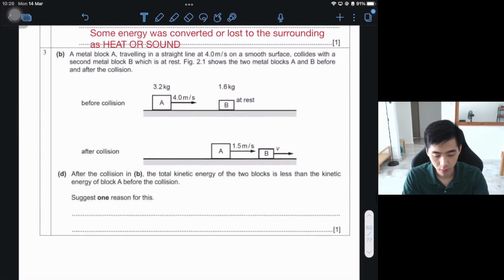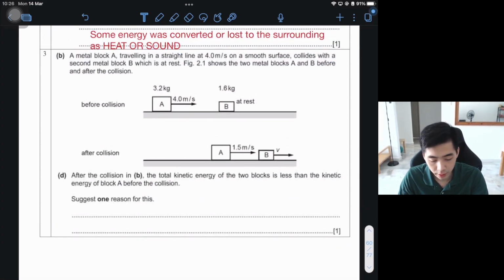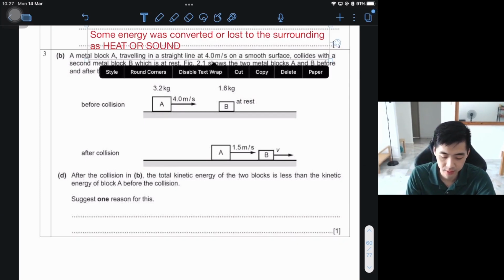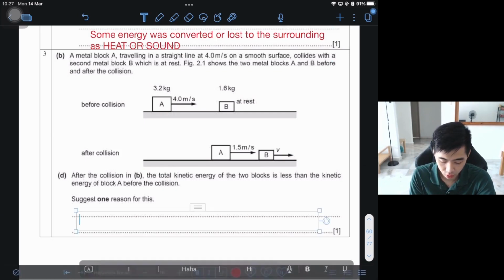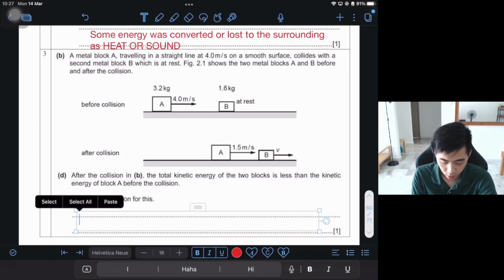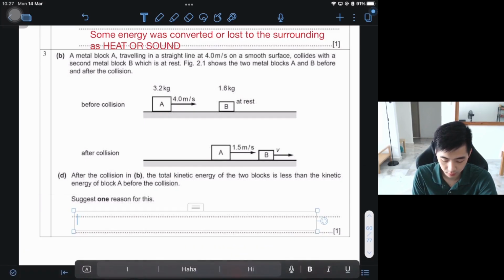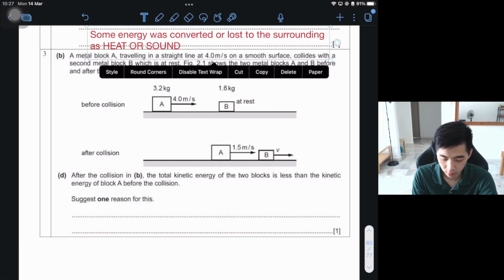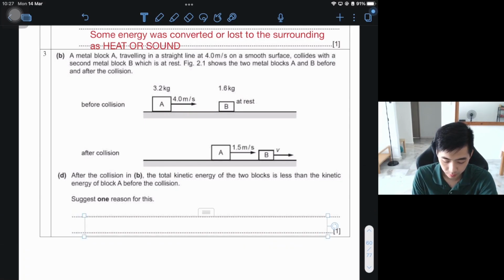Moving on. A metal block A travels in a straight line at 0.4 meters per second on a smooth surface, collides with the metal block B, which is at rest. Blah, blah, blah. After the collision, this is essentially going to be the exact same answer as well, because the energy will be lost to the surrounding as heat or sound, guys. So, copy, paste.